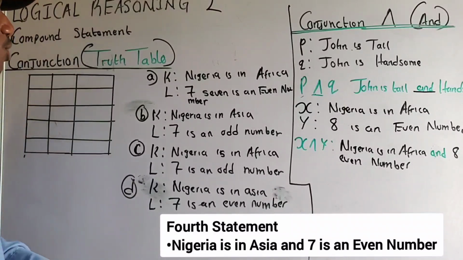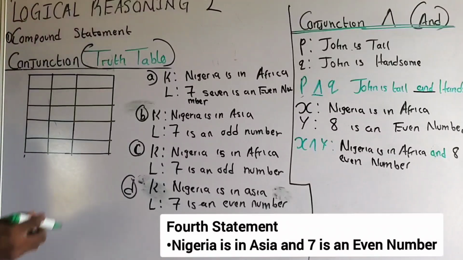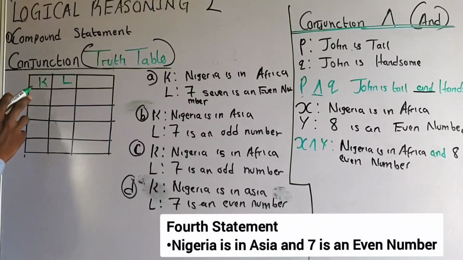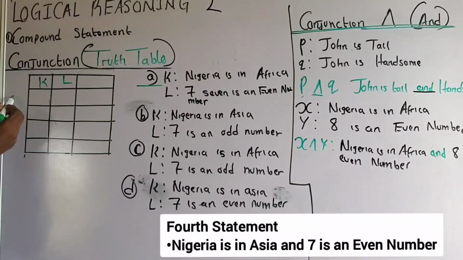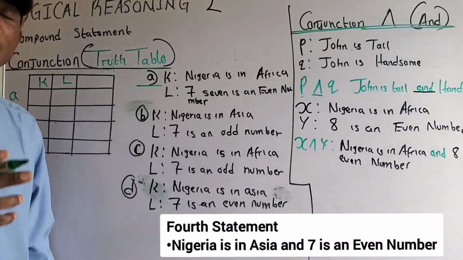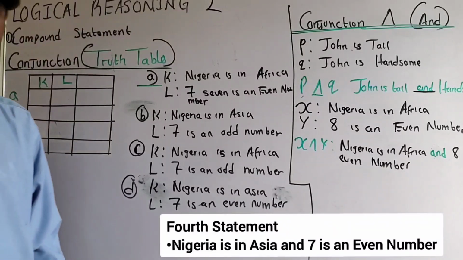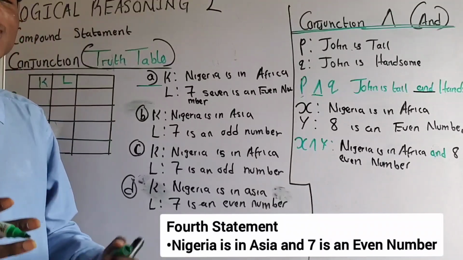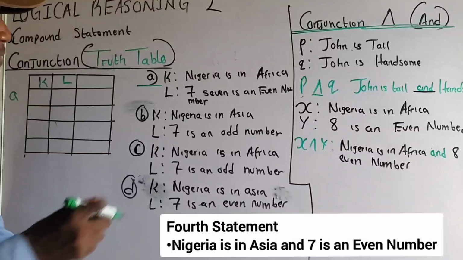Now, let us try to represent the truth value of each of these statements on this table. So we have the first symbol K, the second symbol L. Are you there? K, L. Now, for the first one, which is A, we want to look at it. Nigeria is in Africa. What is the truth value of that statement? Don't forget, I told you in the previous class that truth value reveals the identity of a statement. Are you getting what I'm trying to say? It tells us whether a statement is true or false. Do you understand?